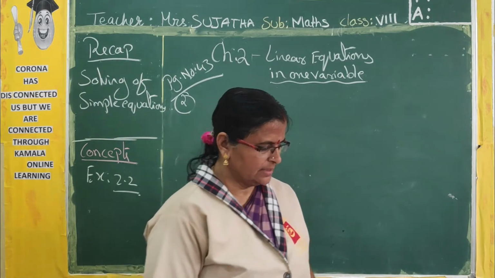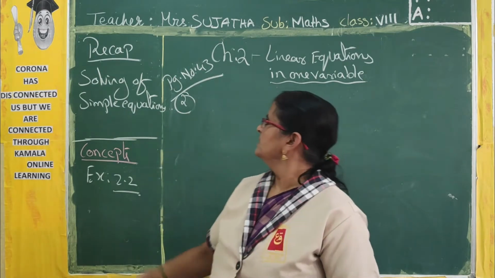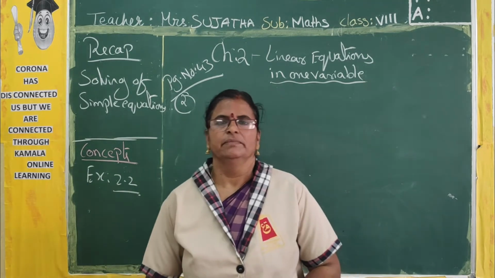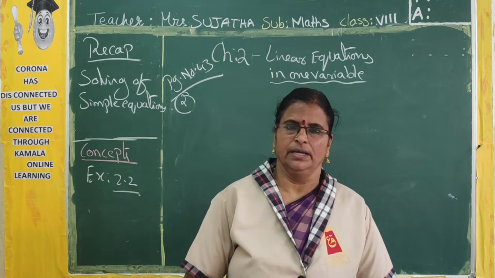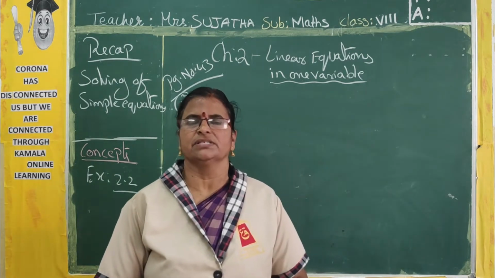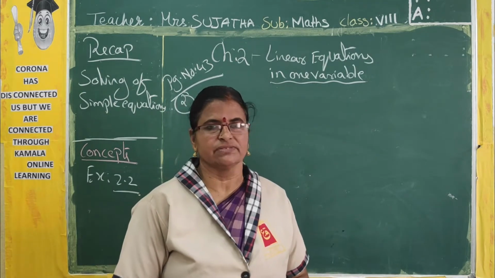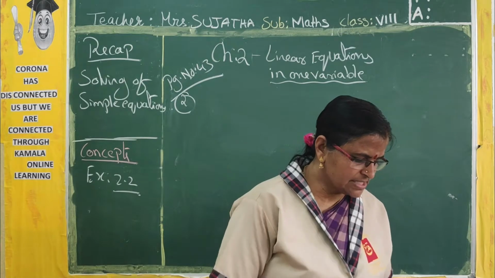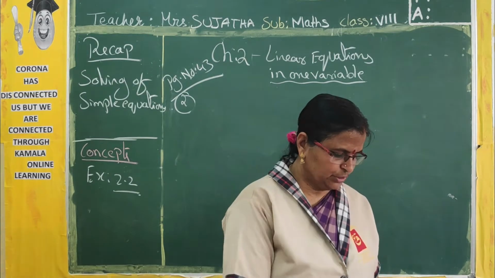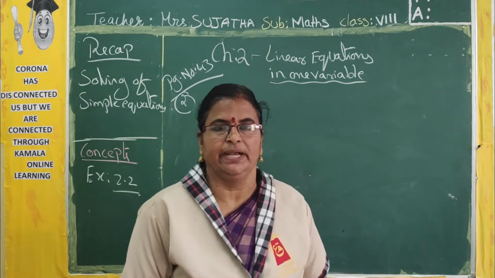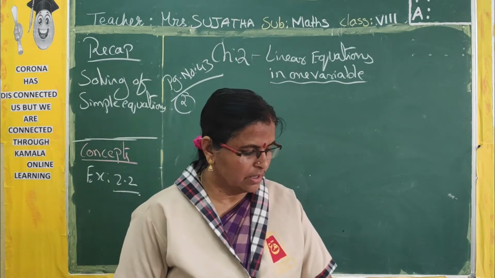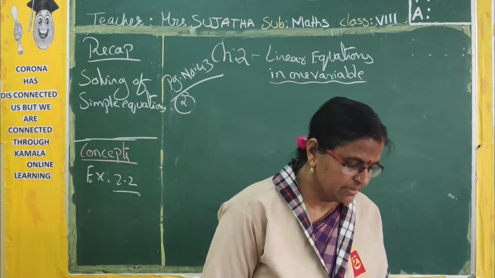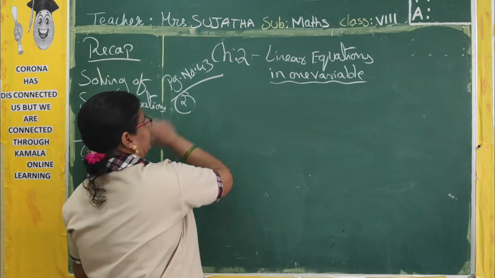Okay. Now, in the previous session, what we discussed were simple equations, that is, linear equations in one variable. We solved that one in exercise 1.1. Now, in exercise 2.2, I explained the first two sums, and the remaining three I gave as homework. Now, second one, open page number 43, second sum.